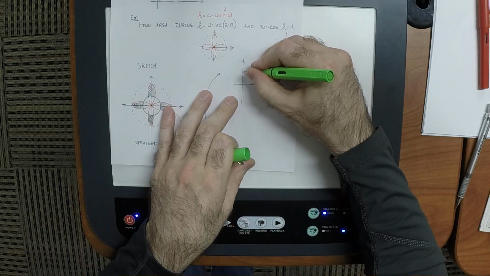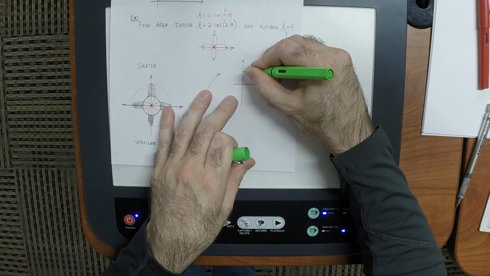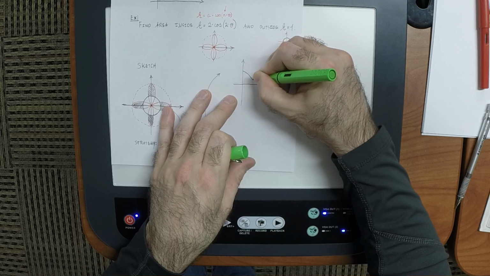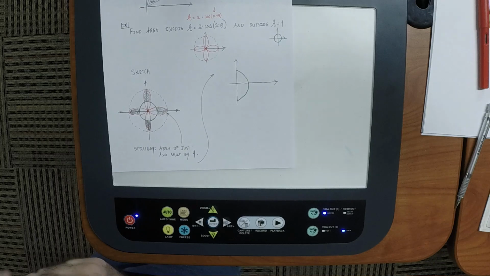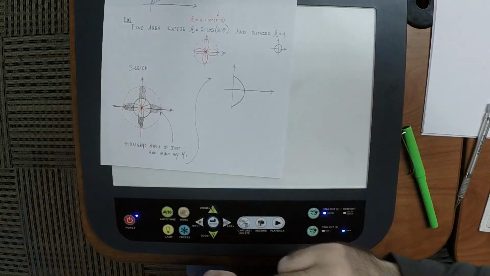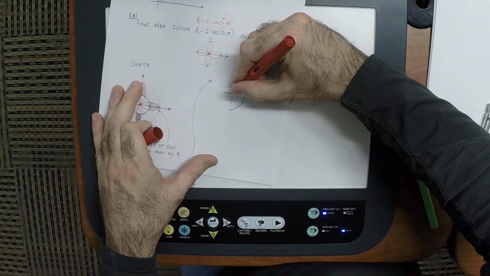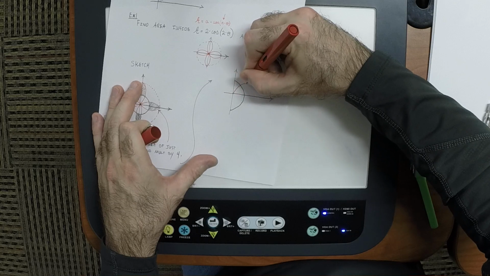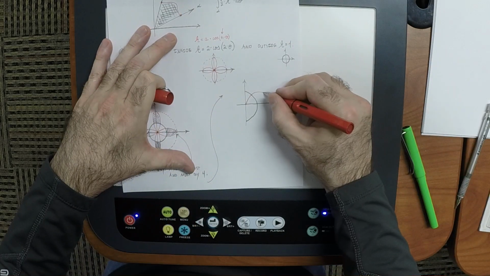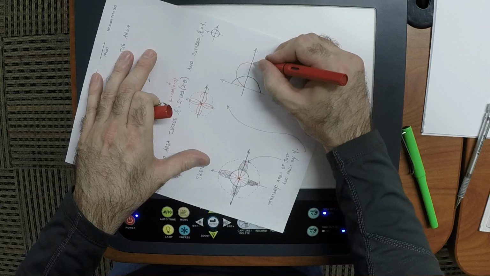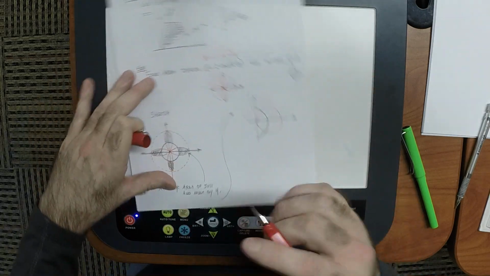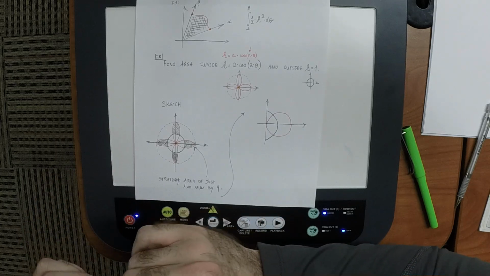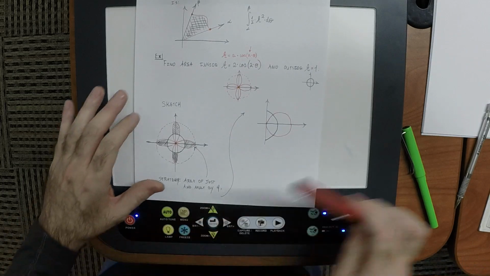So the circle, exaggerating the circle a little bit, is going to look like that. And then the pedal like that. Now I'm drawing it in an exaggerated way on purpose.